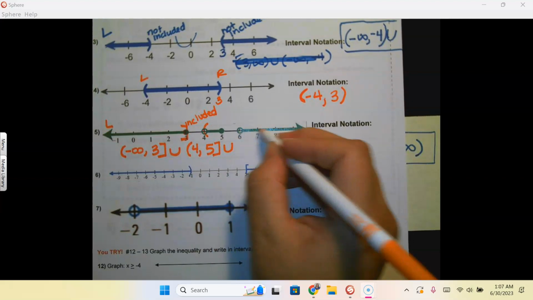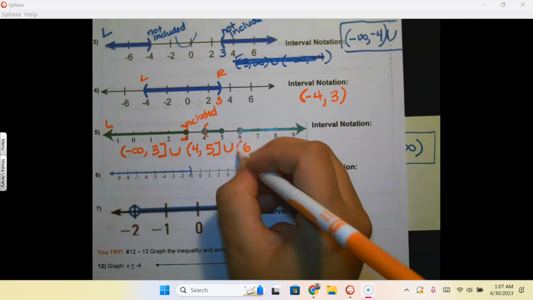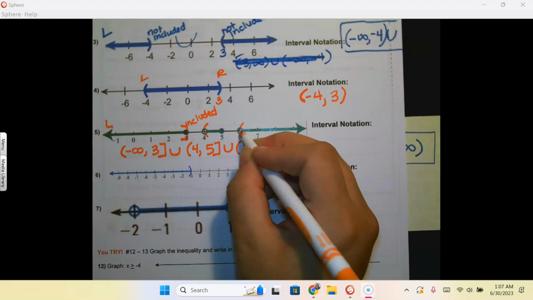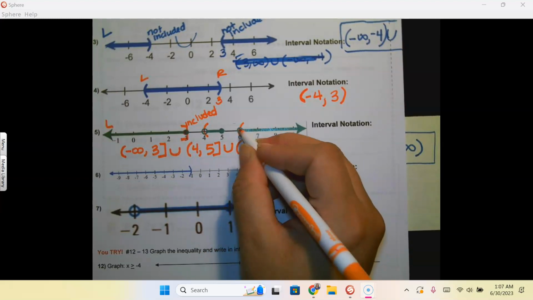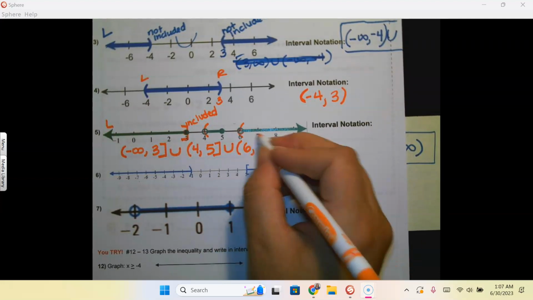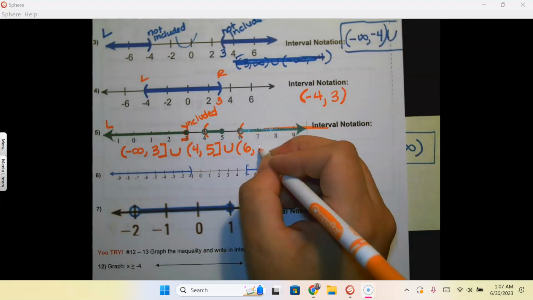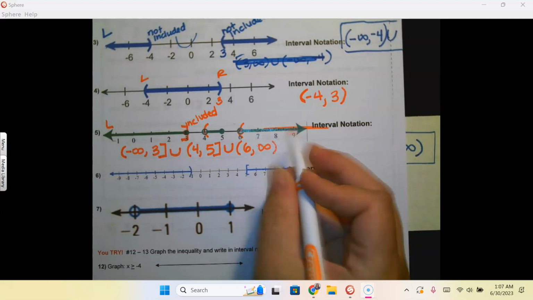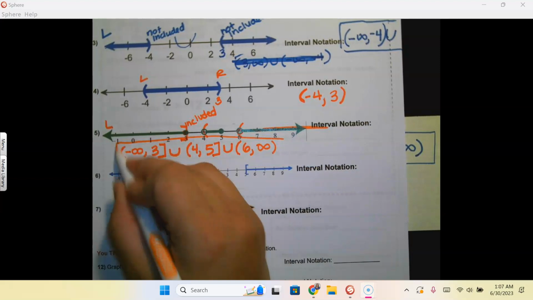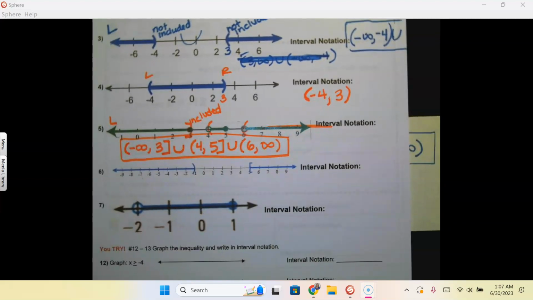And then again, we keep going left to right, so we have a 6. And we're going to use a parenthesis right here because this means it's not included, and that's what a parenthesis also means. And then it keeps going and going and going and going. It's all shaded on this side, so we're going to put +infinity. So this whole thing would be representing what the numbers are that x can be.